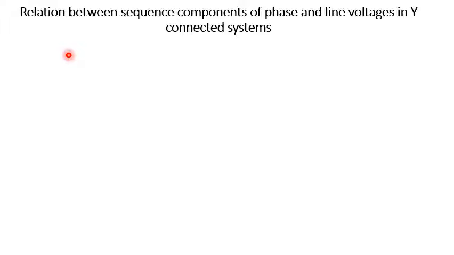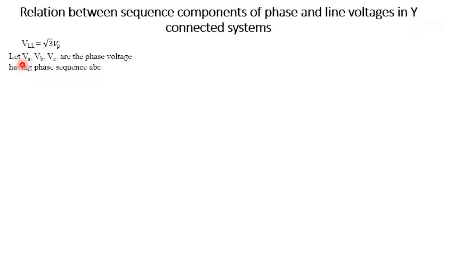Okay, let us discuss the next concept, that is the relation between the sequence components of phase and line voltages in a star connected system. First we are discussing star, then we'll go for the delta. We know that VL is equal to root 3 times the V phase, that is, line voltage is equal to root 3 times the phase voltage.